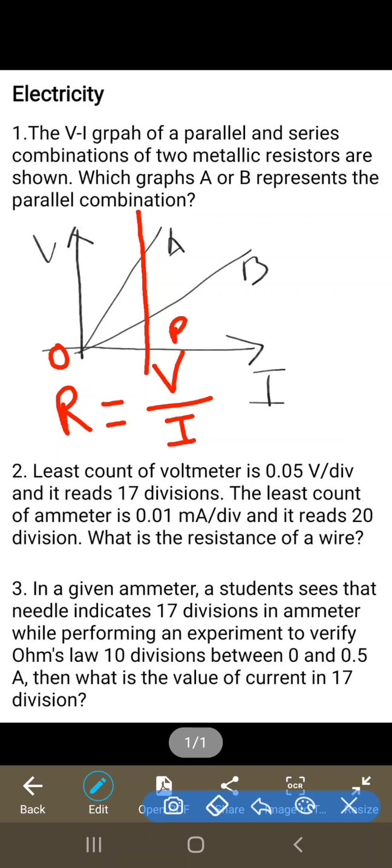Now if the potential difference is high, the resistance will be high, from R is equal to V upon I, that is, R is directly proportional to V. If potential difference V is more, R will be more. So for which material, A or B, the resistance will be high? Here in this case, for material A, resistance will be high.